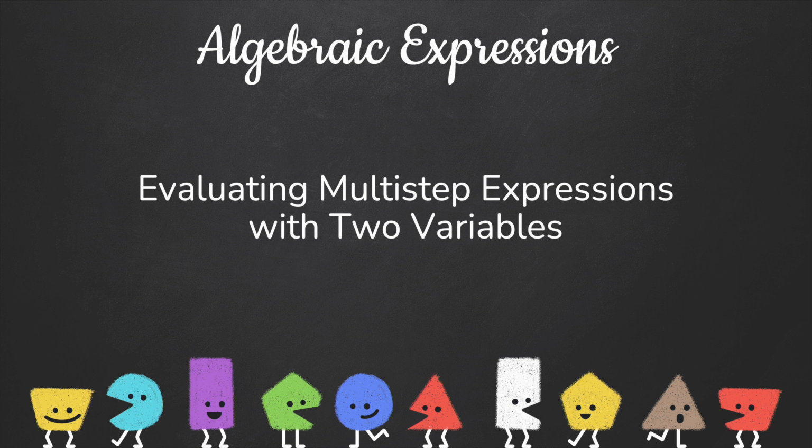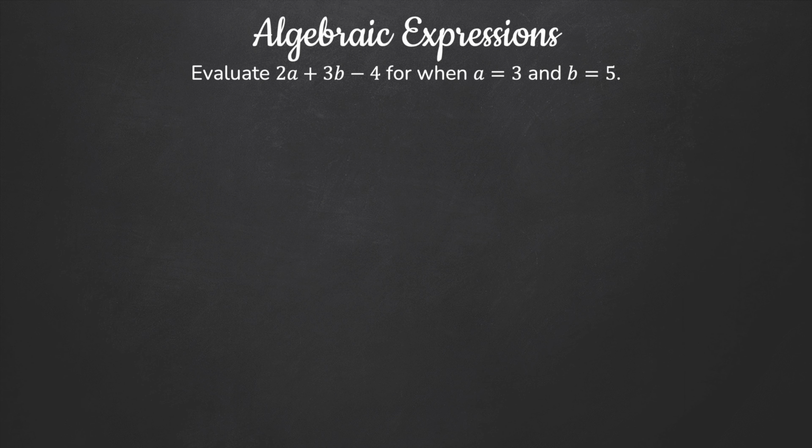Hello, mathematicians. Today we're going to be learning about algebraic expressions, more specifically about evaluating multi-step expressions with two variables. To get us started, here we have: evaluate 2a plus 3b minus 4 for when a is equal to 3 and b is equal to 5.